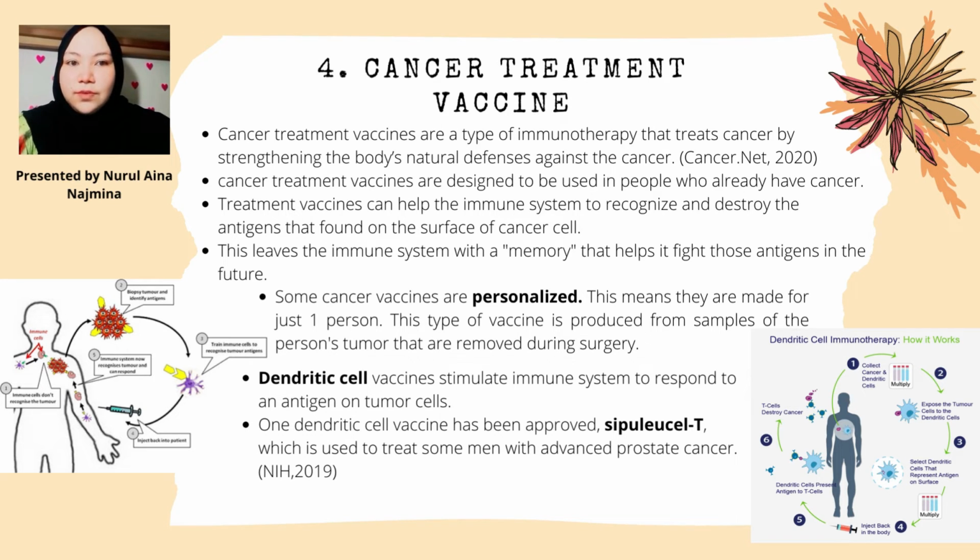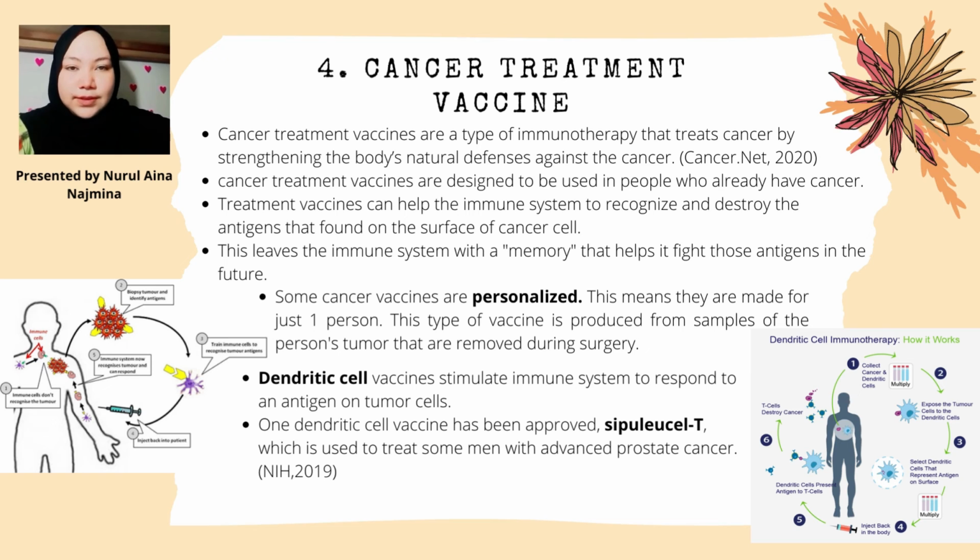Besides that, cancer vaccines also may be made from our own dendritic cells, which are a type of immune cell. The figure on the right side shows a dendritic cell vaccine stimulating the immune system to respond to an antigen on tumor cells. One dendritic cell vaccine has been approved, which is Provenge, that is used to treat some men with advanced prostate cancer.